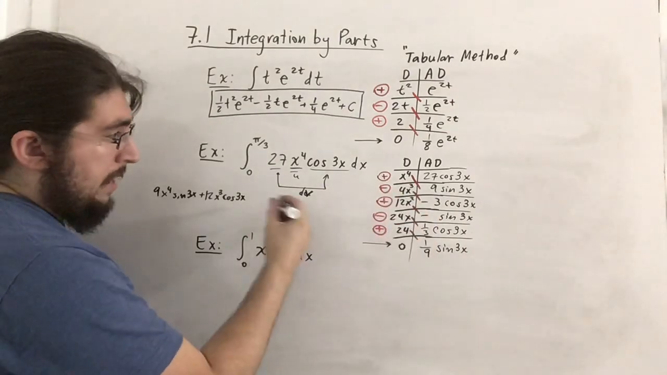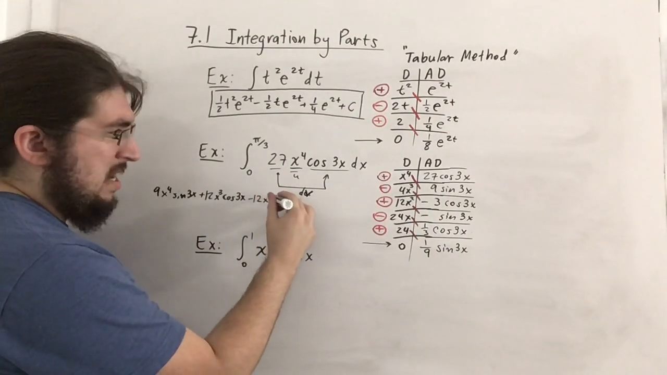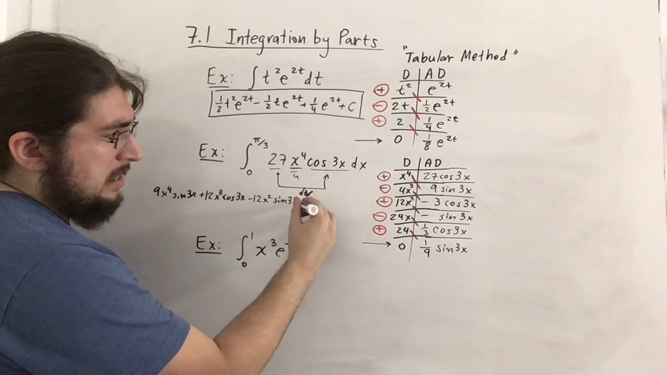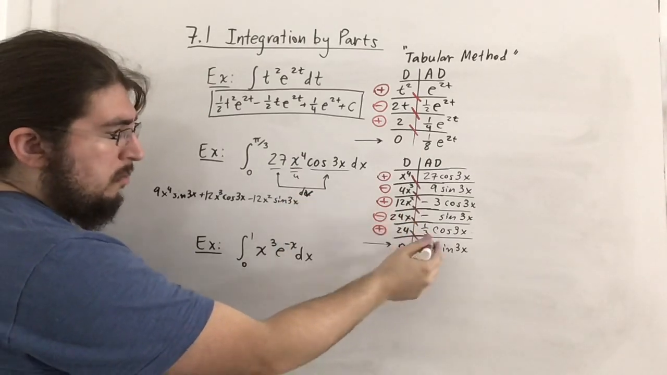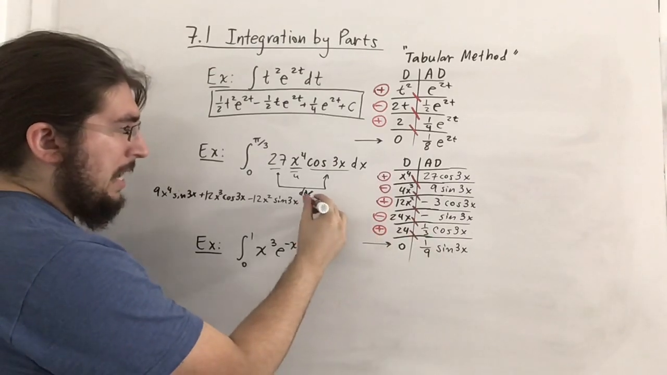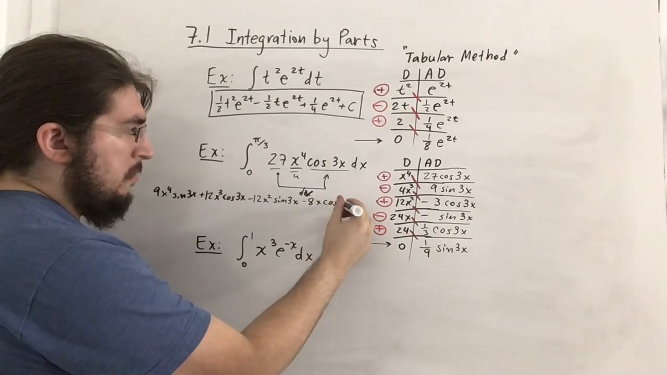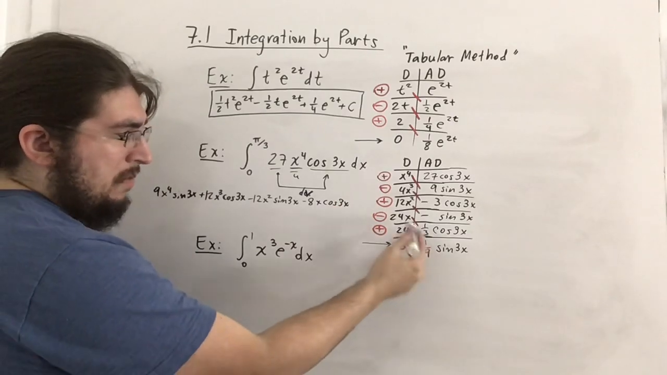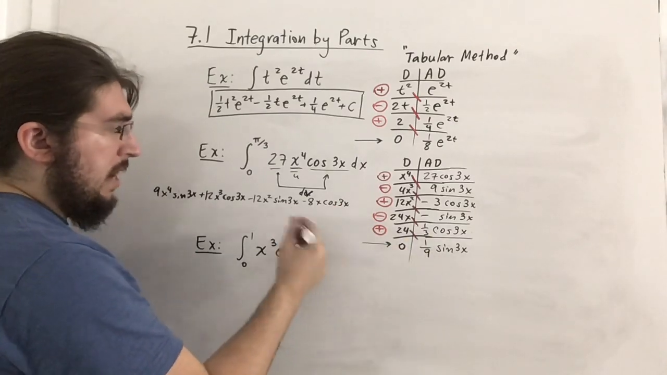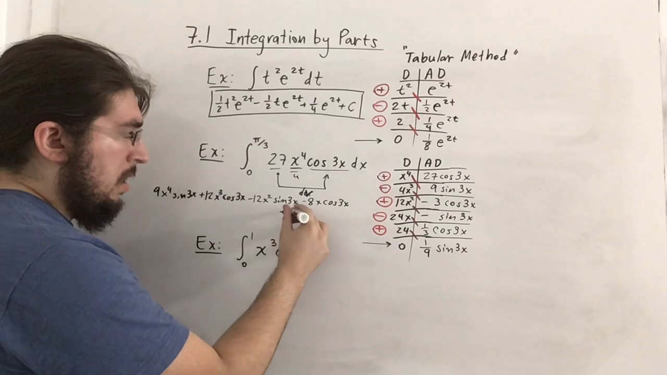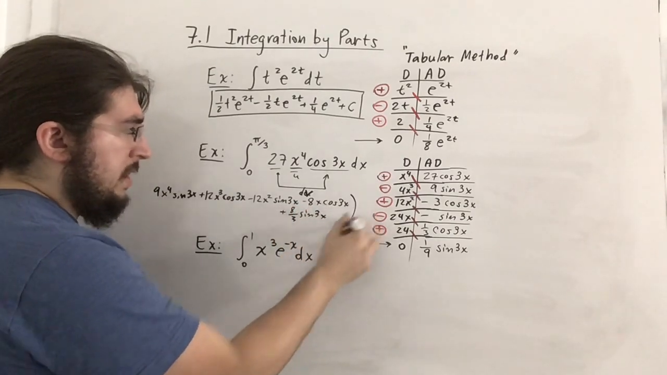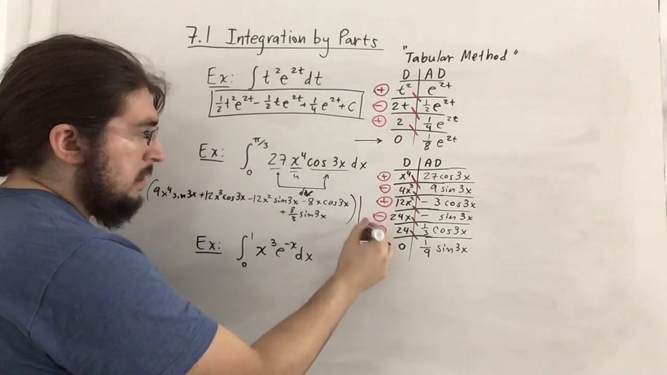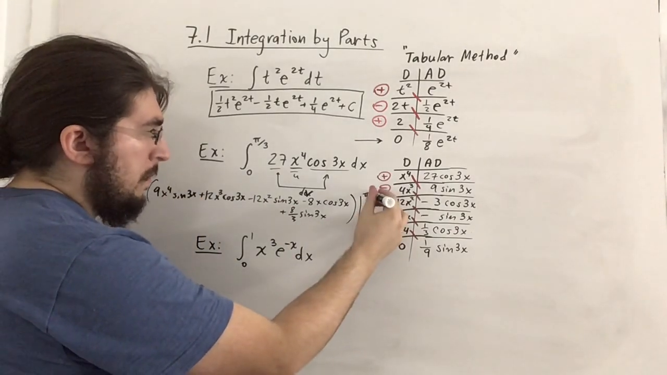And then negative 12x squared, sine of 3x. And then minus 24 over 3 is 8, so that's minus 8x, cosine of 3x. And then finally we have plus 24 over 9, which reduces to 8 over 3, by the way, sine of 3x. And I would write plus c, but this is definite. So instead we're going to evaluate this between the limits 0 and pi over 3.